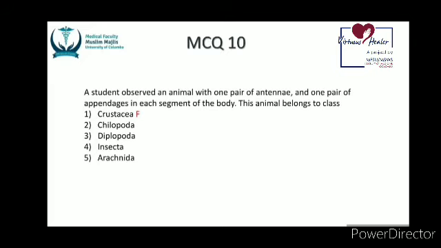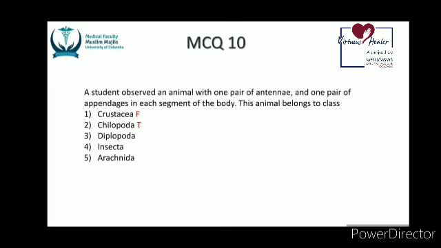Then second statement is Chilopoda. Now Chilopoda have one pair of antennae in their head, and their body will be divided into many segments, and each segment will contain one pair of appendages. So Chilopoda seems like the animal that the student has observed. Third statement, Diplopoda. Now Diplopoda also has one pair of antennae, which is shorter than the antennae that is found in chilopods.